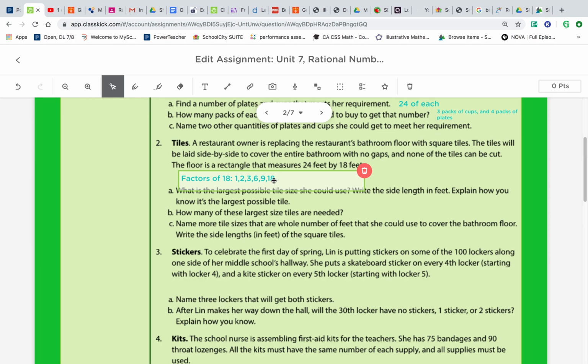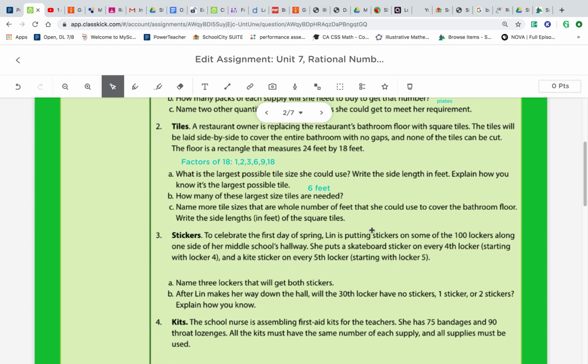Is 18 a factor of 24? No. Is 9 a factor of 24? No. Is 6 a factor of 24? Yes. So 6 has to be the greatest common factor. So the side length has to be 6 feet. And so 6 feet works because 6 is the greatest common factor of the length and width of the dimensions of the floor.